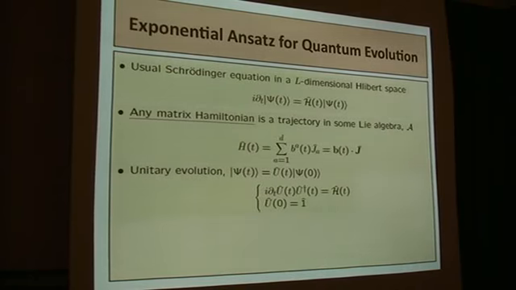Can I ask? Yes. If the J's are creation and annihilation operators for some fermions, is it also a Lie algebra? It is a Lie algebra, but it doesn't have a finite-dimensional unitary representation. However, it is a Lie algebra. It indeed also falls into this category.